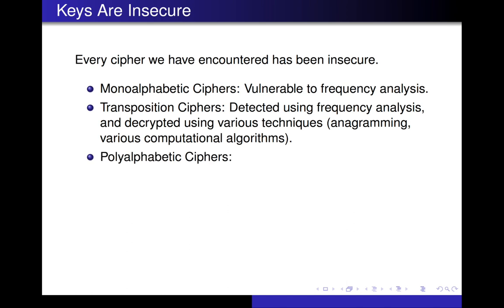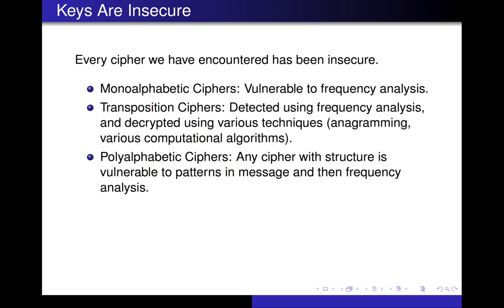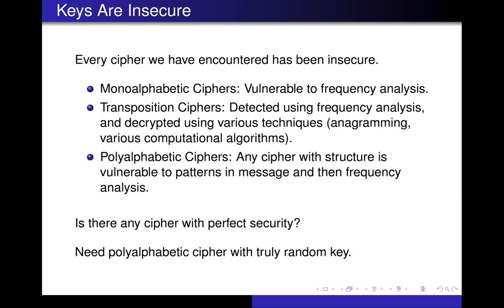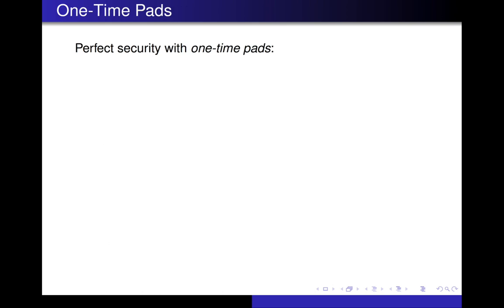For polyalphabetic ciphers, those have some promise, but a lot of them have some structure, very similar to what we had in the Vigenère cipher. What happens is you can use this structure to find patterns in the message and then eventually reduce it to frequency analysis. What we really want for a cipher with perfect security is a polyalphabetic cipher, but with a truly random key that doesn't have any patterns in it that can be exploited. And we get that in a cipher called one-time pads.